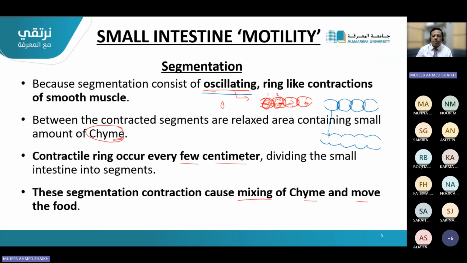And every few centimeters, these types of contractions are occurring. This is causing mixing of the food or mixing of the chyme. The semi-solid, undigested, partially digested food is known as chyme. It will mix the chyme with the intestinal fluid. Also, it will bring them into contact with the mucosa so that the enzymes will act on it.